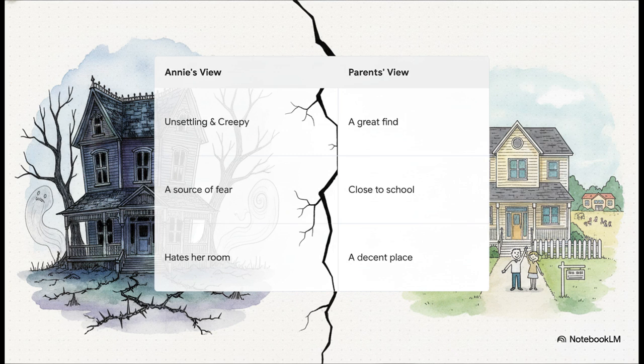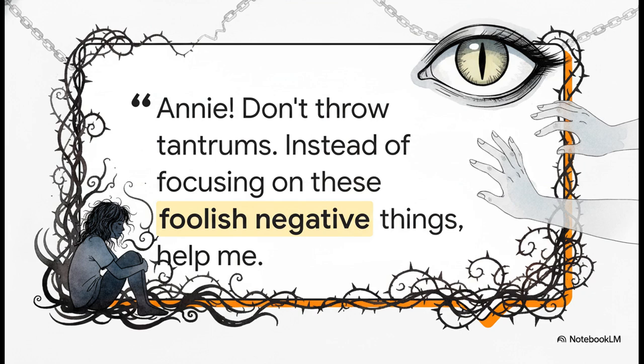And that disconnect is so important because it cuts her off from the very people who are supposed to protect her. And boom, this line right here from her mom just cements that isolation. Annie's genuine fear isn't just brushed aside, it's labeled a tantrum. She's told her feelings are foolish. So from the very beginning, the story makes it crystal clear. She is completely on her own in this. The setup is now complete.